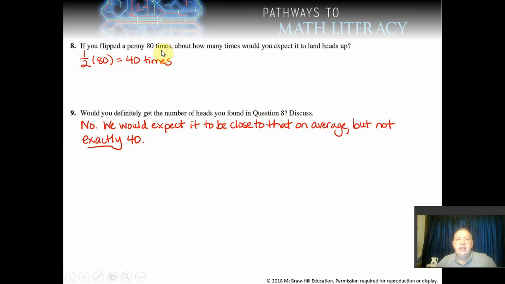If you flipped a penny 80 times, about how many times would you expect it to land heads up? 80 times, the probability is 1/2, so 50% of the time, 0.50 times 80, 40 times I would expect it to land heads up. And would I definitely get that number of heads? No. The longer I do it, the closer I would expect to get. So if I did 20,000 flips, I would expect half of those, 10,000 of them. It would be very close to that, maybe 9,890.